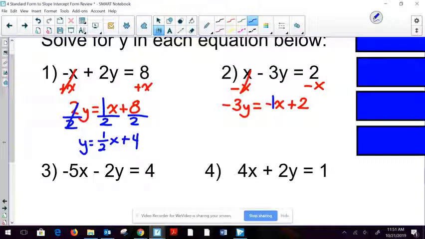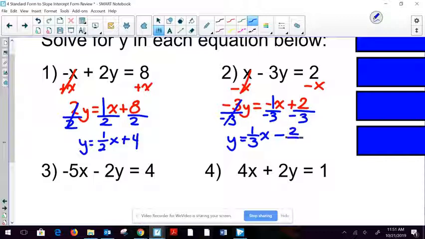Now I have a negative 3 attached to my y. I'm going to divide every single piece by negative 3. So I get y is equal to, well, I have a negative 1 over a negative 3. So 2 negatives give me a positive, and I cannot reduce my fraction of 1 over 3x. Looking at my 2 over negative 3, well, a positive and a negative give me a negative, so it's minus. And then 2 over 3, again, I can't reduce it. So for right now, we're going to leave our y-intercept as a negative 2/3. We're not going to change it to a decimal.